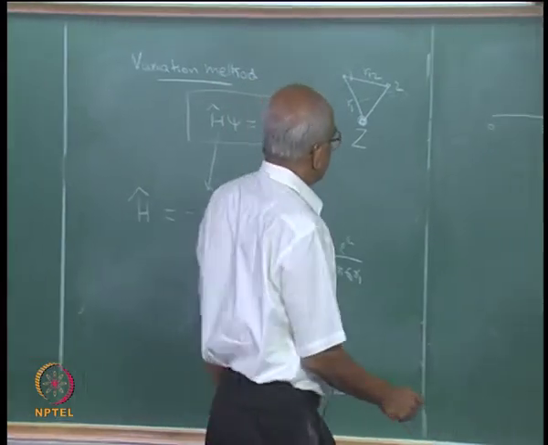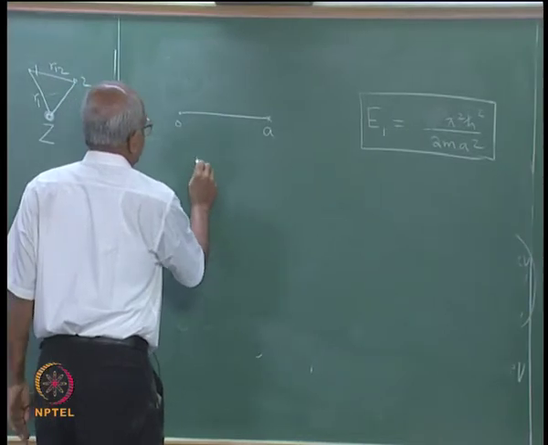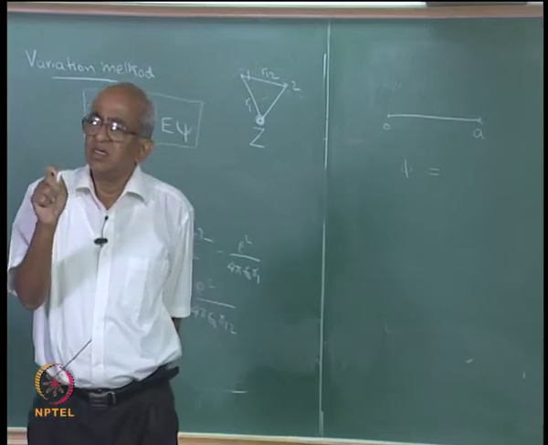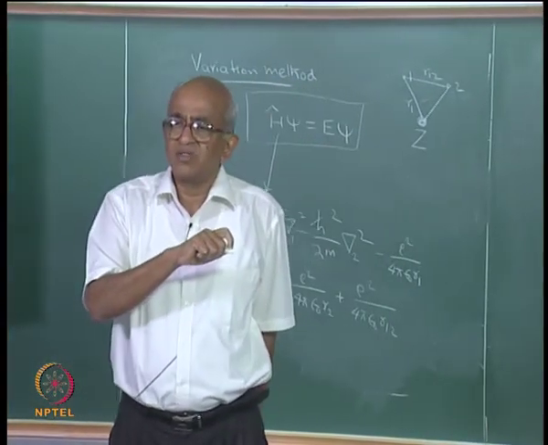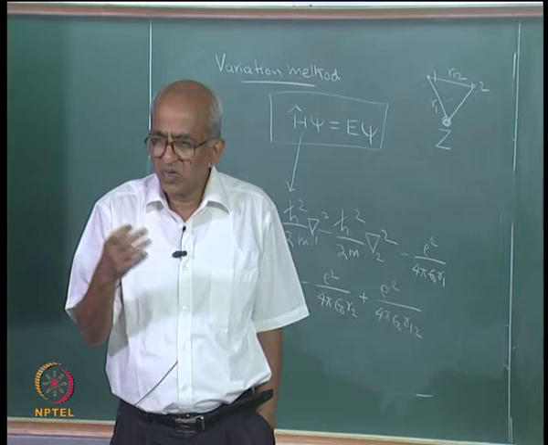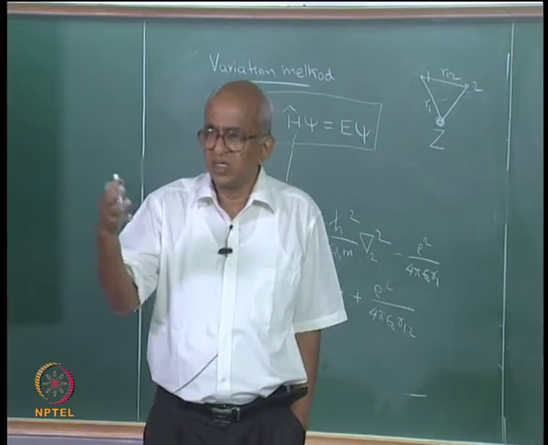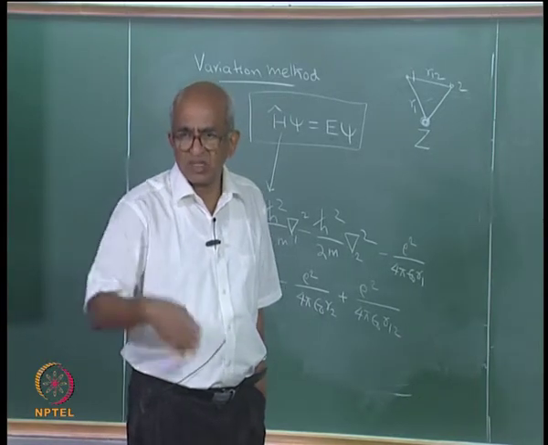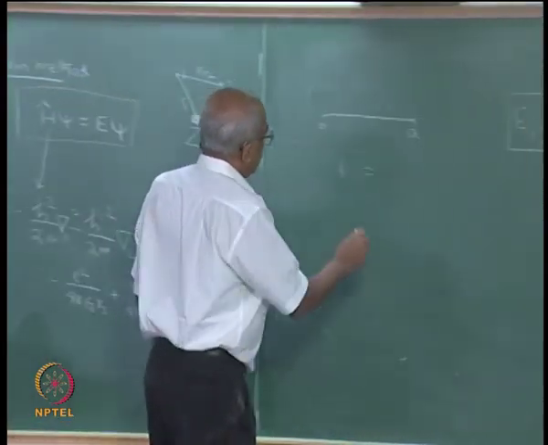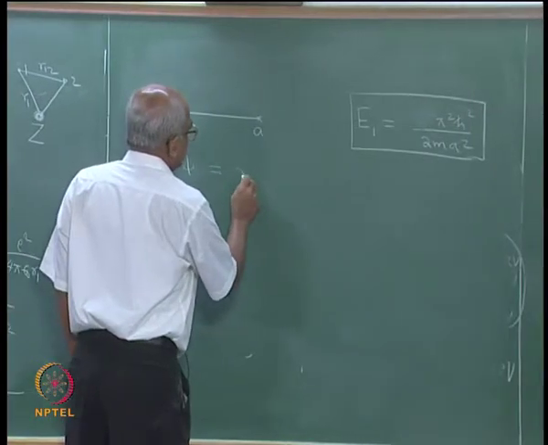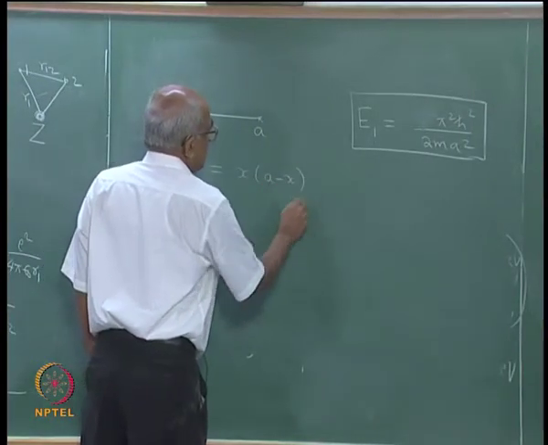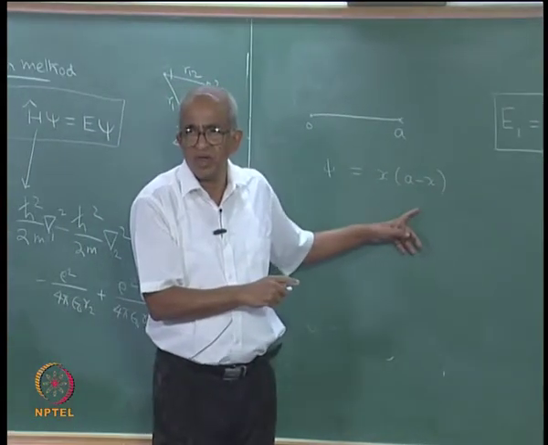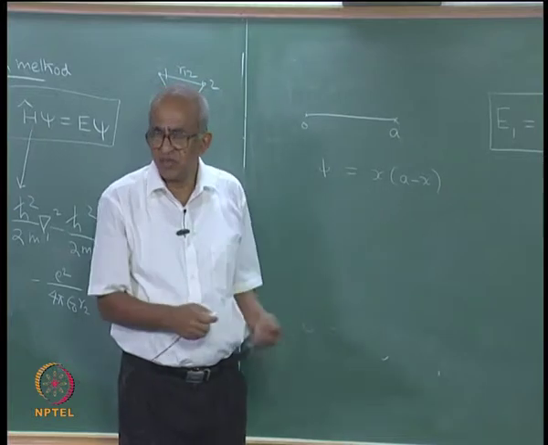So what is the simplest function that I can think of? What is the simplest phi? Phi has to be a function of x, but it has to vanish at x is equal to 0 as well as at x is equal to a. The answer is a function which may be something like x into a minus x, correct, because if you put x is equal to 0 the function will vanish, if you put x is equal to a again the function will vanish, and therefore this is the simplest function.